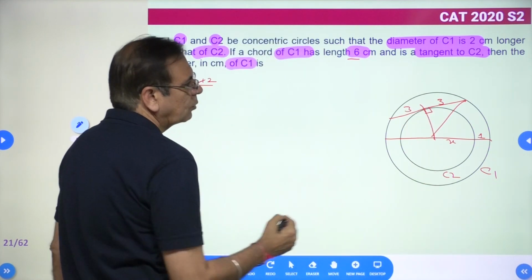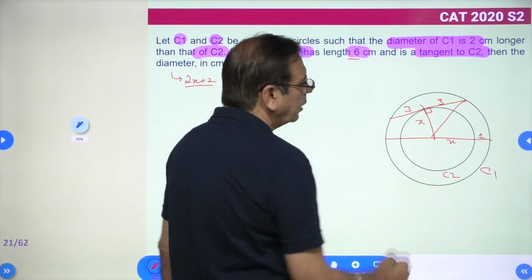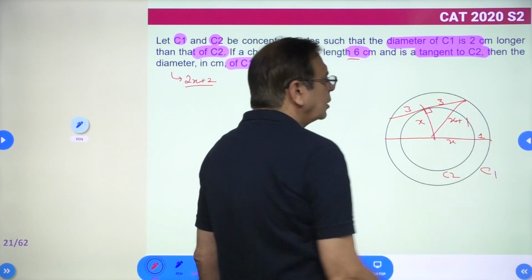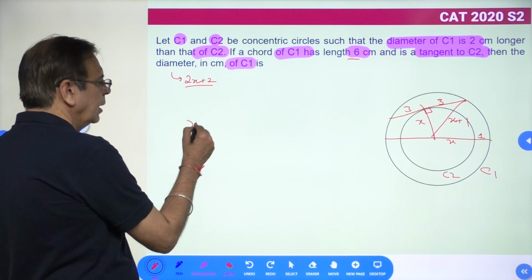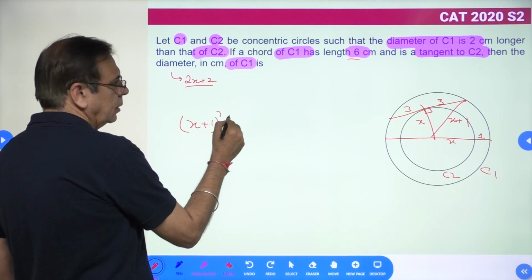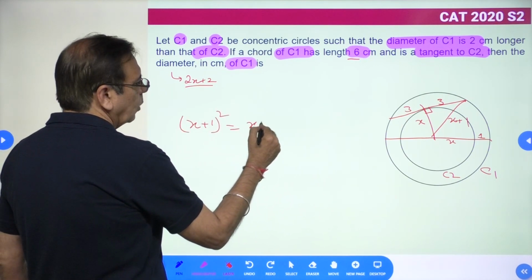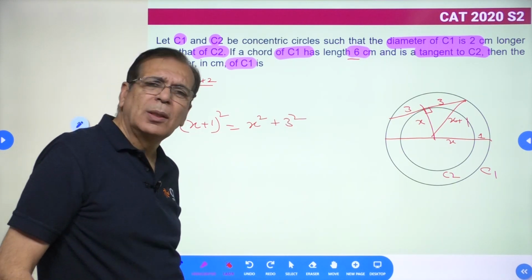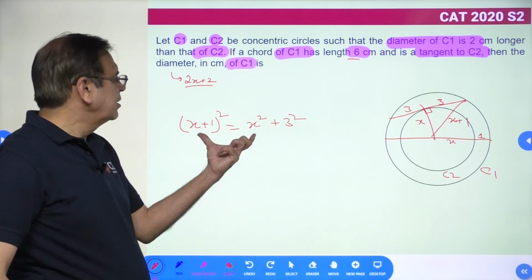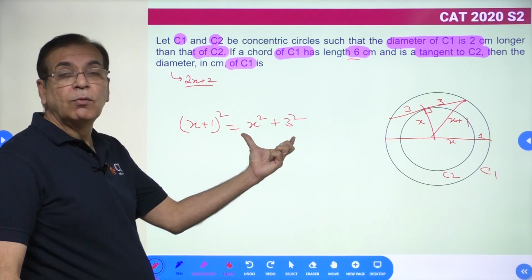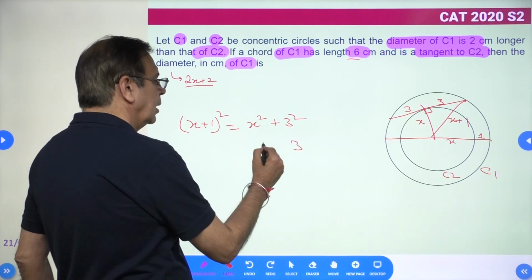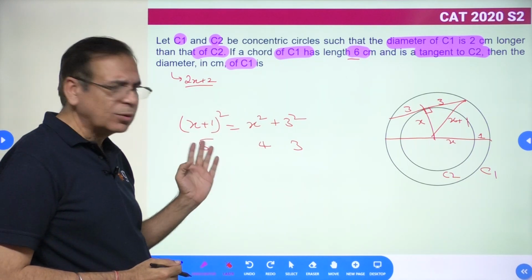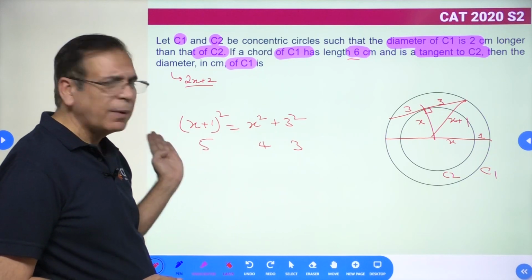So what is the right angle triangle we have? This is the radius of the inner circle and this is the radius of the outer circle. So x plus 1 whole squared is equal to x squared plus 3 squared. Do you remember your Pythagorean triplets? The sides have to be 3 along with which one comes naturally? 3, 4, 5. Guys, you can solve this equation also, but 3, 4, 5 is staring right at you.